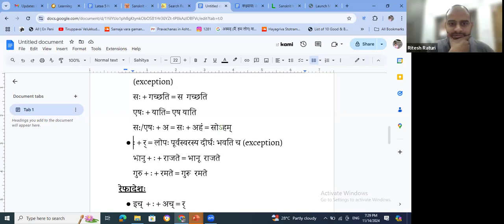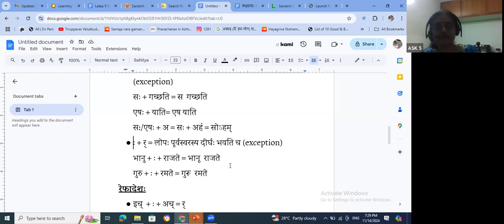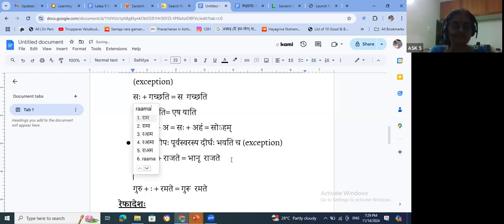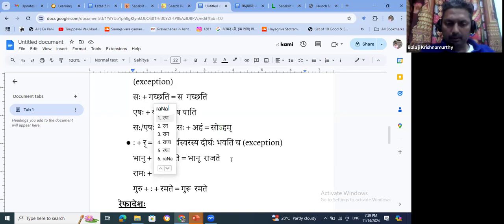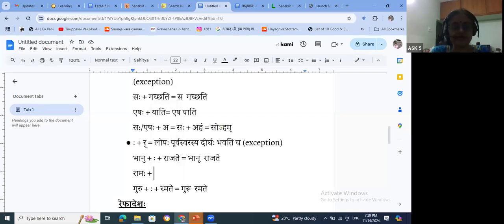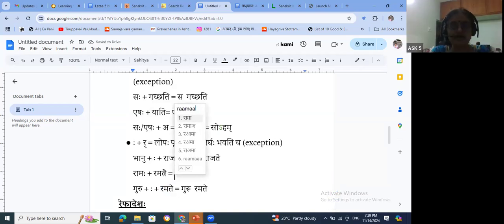I think this is also fine, because the last letter will always be the same. Then I'll say Ramaha plus... what word do we have with Ramate or something like that? Same, Ramate. Okay, Ramaha, Ramate. Here also it will be Ramate.